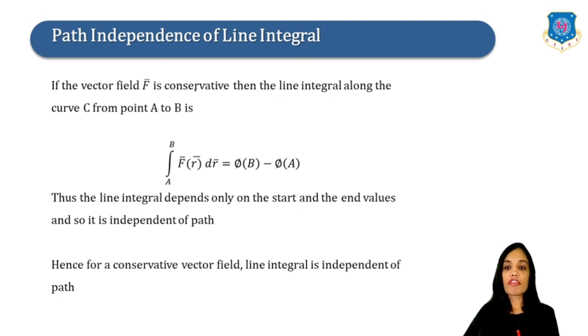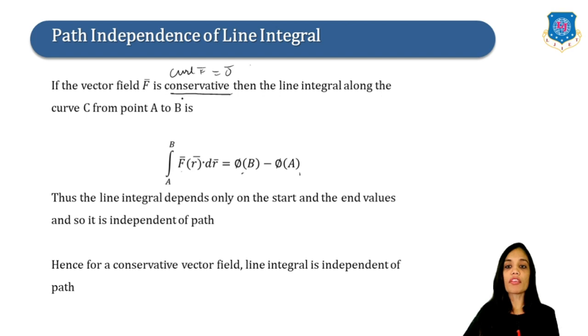Now let us study one more topic, that is path independence of line integral. If the vector field f bar is conservative, when can we call the vector field conservative? Whenever curl of f bar is 0 bar. Then the line integral over the curve C from point A to point B, the integral from A to B of f bar dot dr bar, is equal to phi b minus phi a.